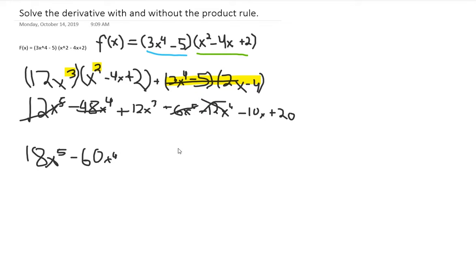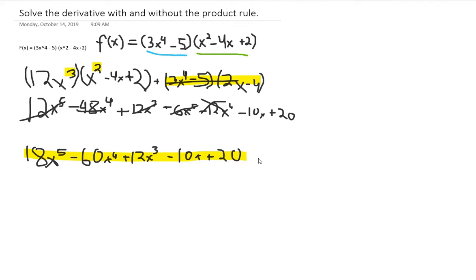Now, are there any x cubes? Yes. Plus 12x cubed. Scratch that out. No x squared, minus 10x plus 20. And that's your derivative right there. That's the answer.